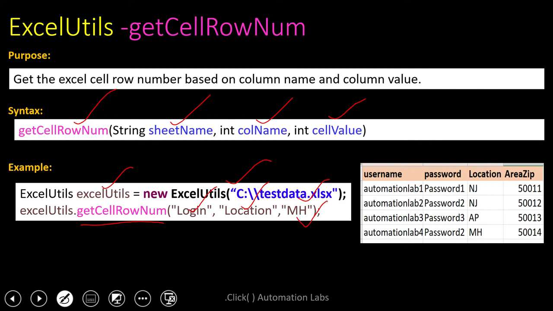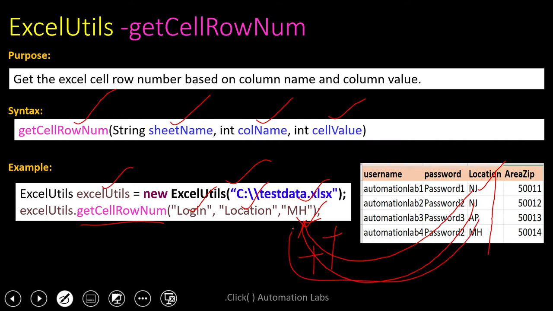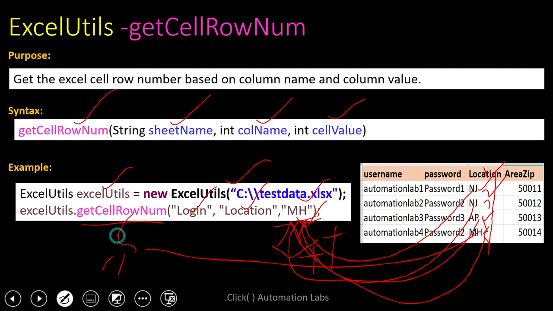So it will check this particular row. First it will check NJ. Is this matching? No. So next, take this one. Is this matching? No. Next, take this one. Is this matching? No. Finally it will come over here and check, is MH equal to MH? Yes. So what is the row number? It is 1, 2, 3, 4, 5. So this method will retrieve the value 5 as an output.